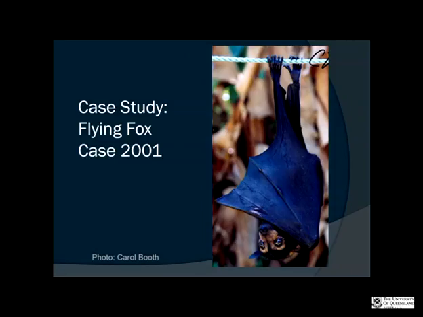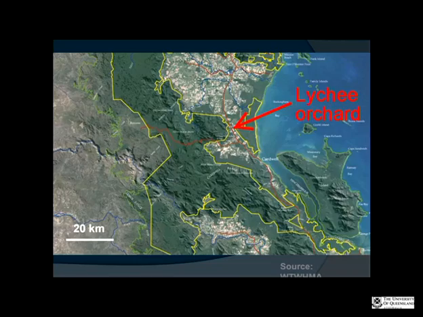So let's use what we know and look back at the case study that I talked about. This is from 2001. And here's the lychee orchard up north. You can see Hinchinbrook, Cardwell. It's up near that World Heritage area.